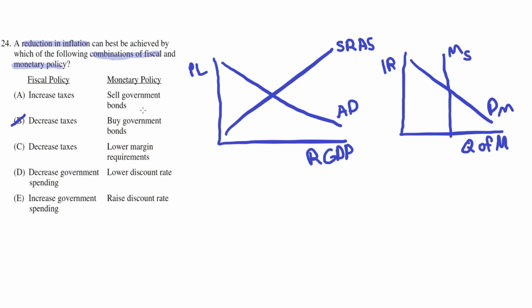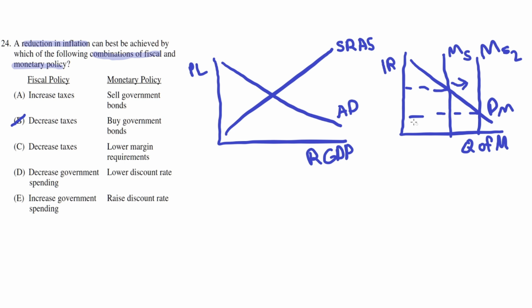Decreasing taxes for fiscal policy, and for monetary policy, lowering the margin requirements. So we know this is incorrect because decreasing taxes is wrong. But let's consider how lowering margin requirements influences the inflation. So lowering margin requirements means that the banks are required to hold less money, meaning they can loan more money out. Because they can loan more money out, that means that their money supply would increase. So this can be represented by a shift to the right in the money supply. This would result in a money supply 2 curve, and this would cause the interest rate to decrease, because originally it was up here, now it's down here.